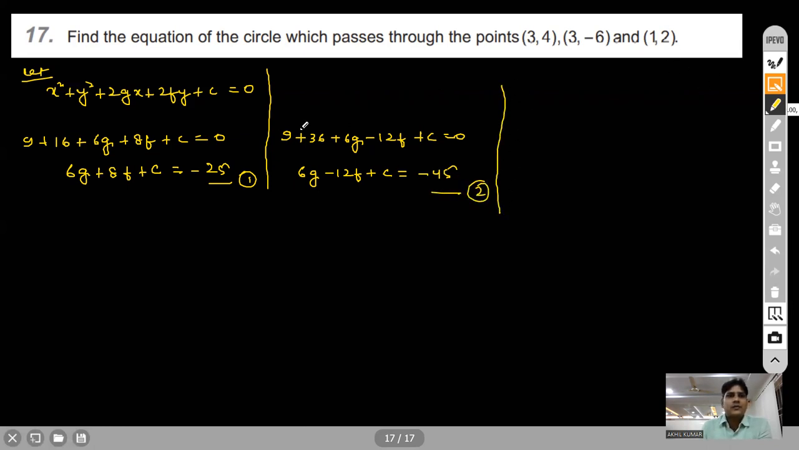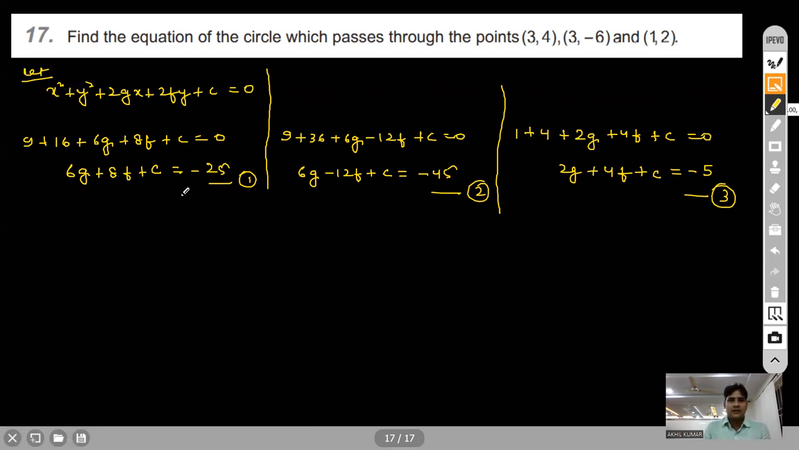And the third point will also satisfy this equation. So 1 plus 4 plus 2g, 2f into 2, that will be 4f, plus c is equal to 0. So 2g plus 4f plus c is equal to minus 5. So these are our three equations, and we have g, f and c as unknowns, and we have three equations, so we can solve it.